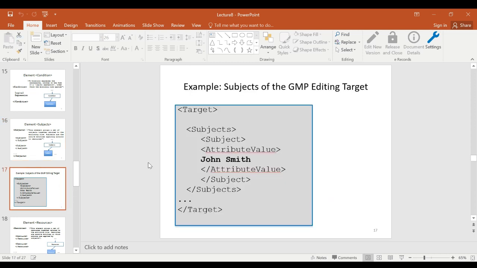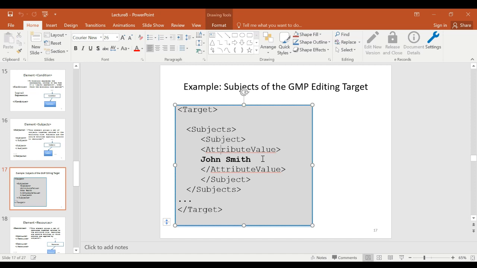resources. In this example here, we would like to write our rule, okay, which is part of a policy, which could be then part of a policy set, to apply to a particular individual called John Smith. And therefore, we would include within the subjects element an individual element subject here.